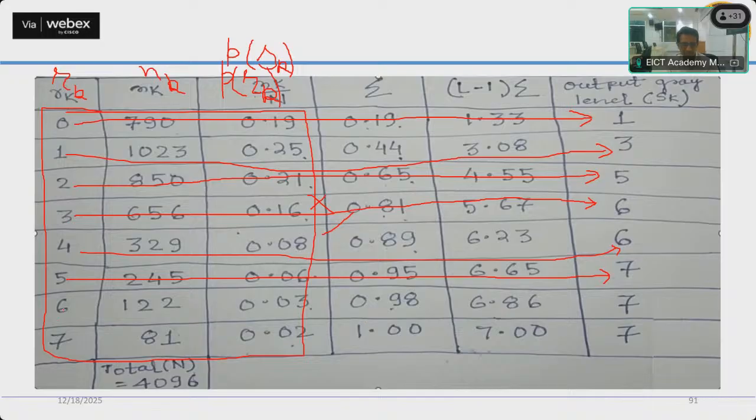Are you getting it? These are the new gray levels in the histogram equalization image. This is the new one. Is it understood? Saujanya, you asked how it is calculated. So it has been shown how it is calculated.